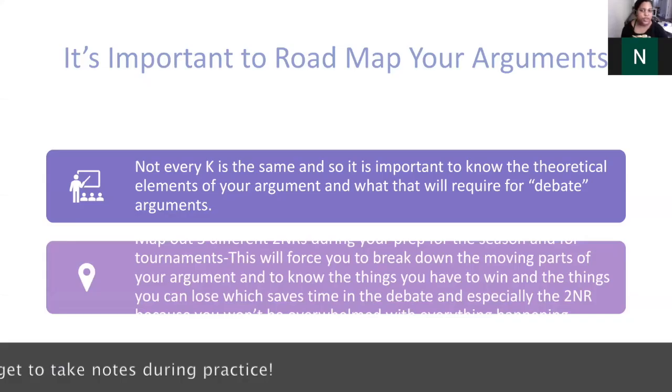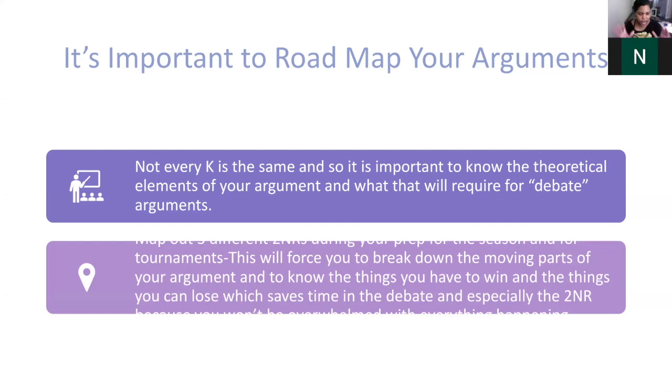All right, so it is important to roadmap your arguments, and this goes for anything. This goes for if you're reading a dissent, a counterplan, a case neg, topicality. You want to space out and categorize the different pieces of an argument, and in this sense, different pieces of a critique, to make sure that there's no confusion.